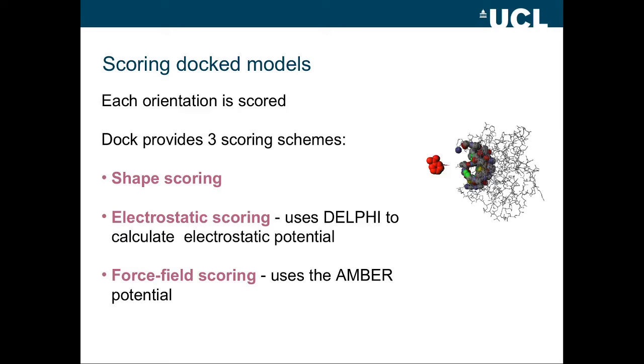The second incorporates electrostatics. It uses a program called Delphi to calculate an electrostatic potential. And the third is a full force field scoring, which uses the AMBER potential. So AMBER is a molecular dynamics and energy minimization program, a bit like other things such as CHARMM and GROMACS. It uses the potential, the force field from that, in order to score how well the ligand fits into the binding site.